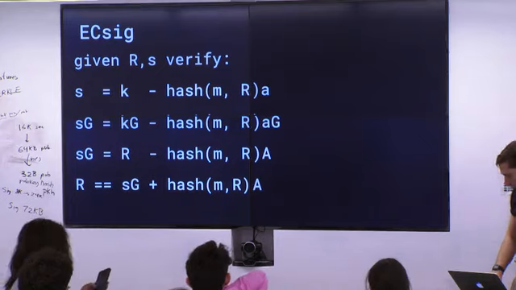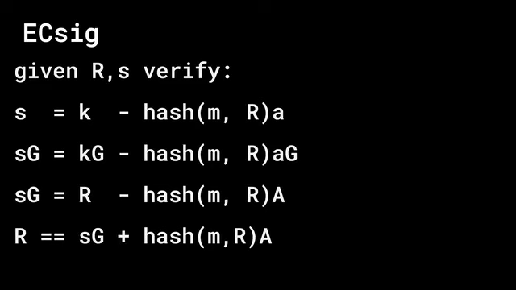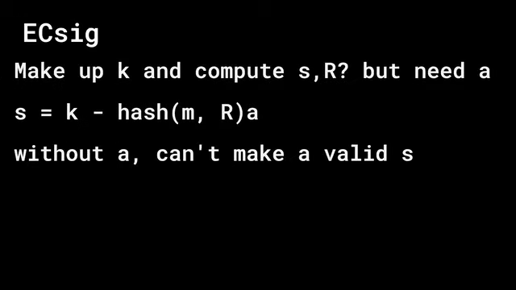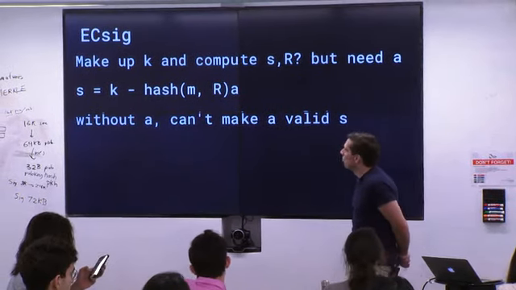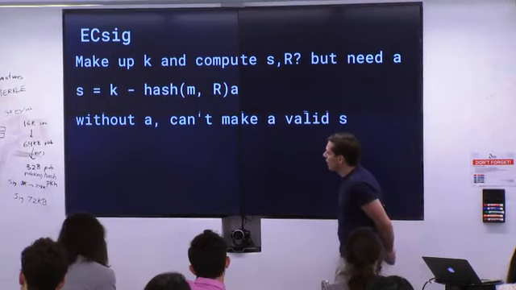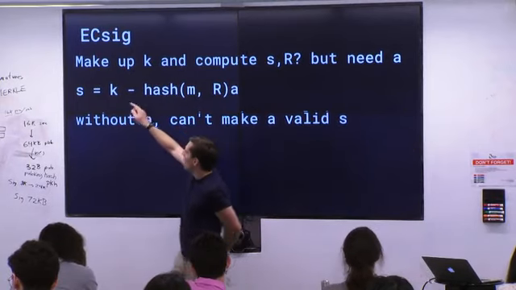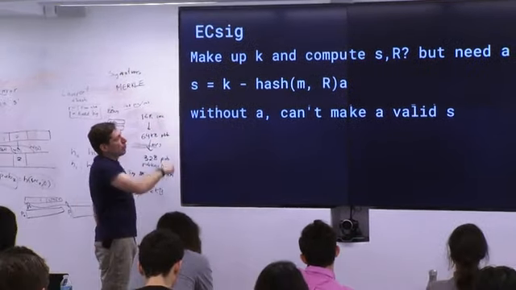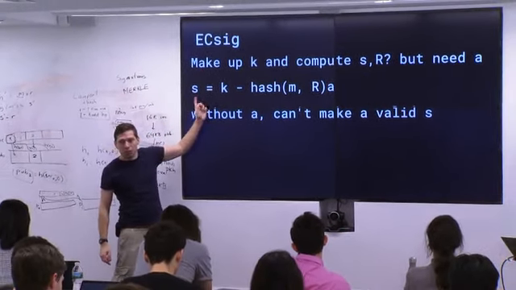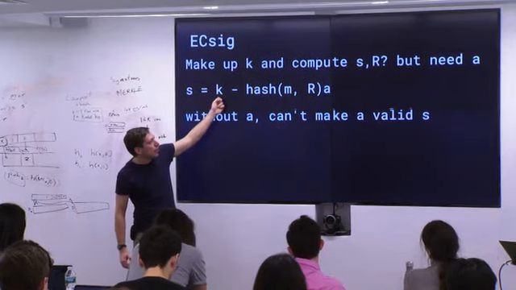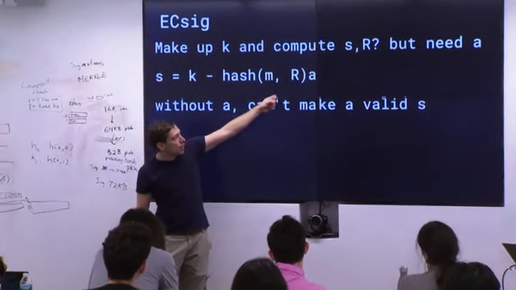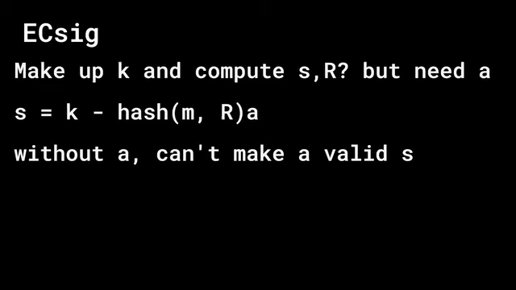And I'll go a little bit into why this is not forgeable, right? So I want to forge a signature. Well, why don't I make up a K? I don't know little a, but why don't I make up a K and compute S and R? But I need A, right? So this is the equation I want. I just make up my own K and my own S that satisfy this. Without A, I really can't make a valid S, right? I can make something up here, but I can't compute it because I don't know little a here, right? I can try to grind through hash functions, but it won't work.